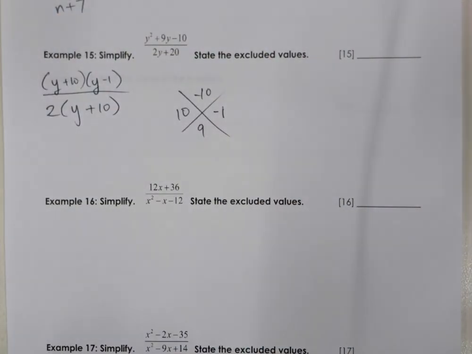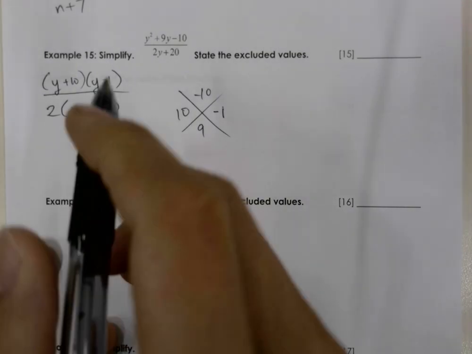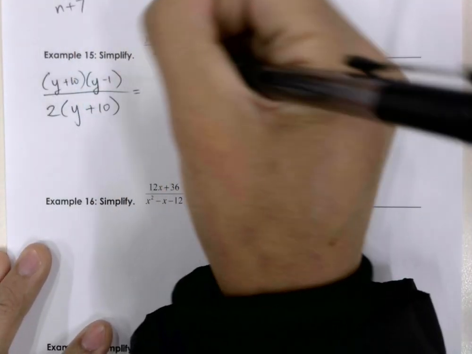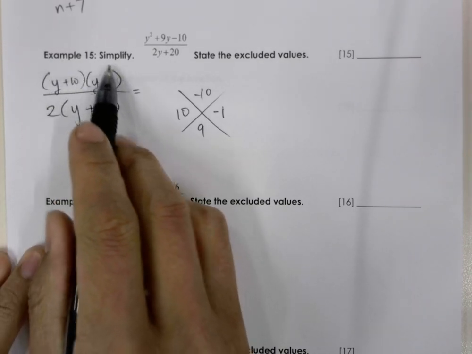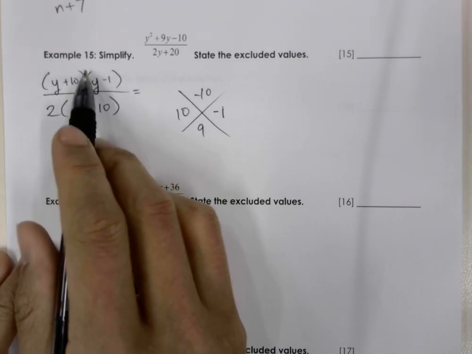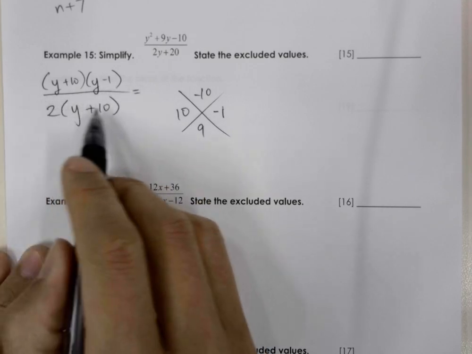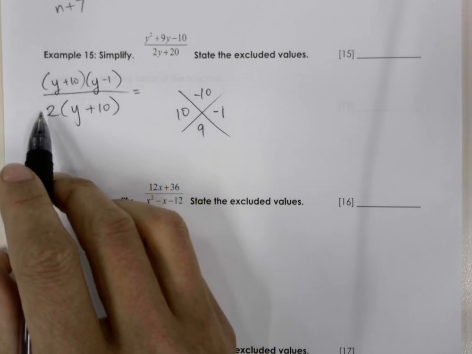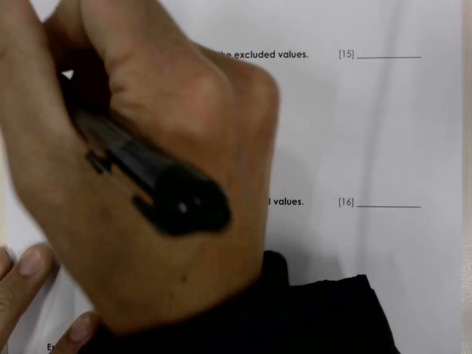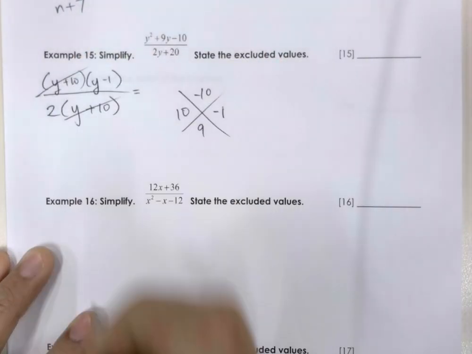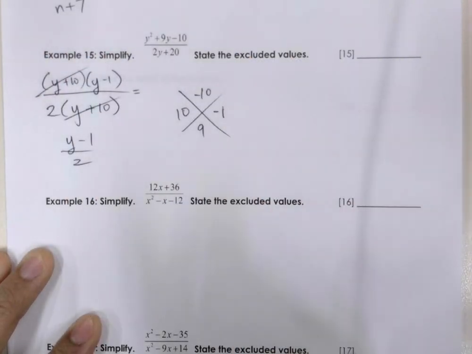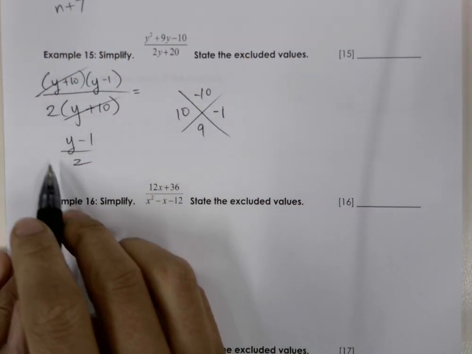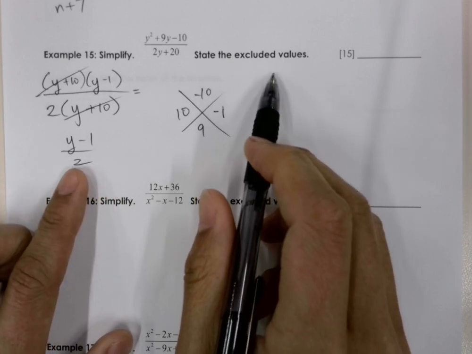So now we've rewritten our rational expression. We have a factor of y plus 10 and a factor of y minus 1 in the numerator. In the denominator, we have a factor of 2 and a factor of y plus 10. Do we have common factors? Yes, we do. The y plus 10 and y plus 10 can cancel out, and we're left with y minus 1 over 2. Simplified, are there any excluded values?